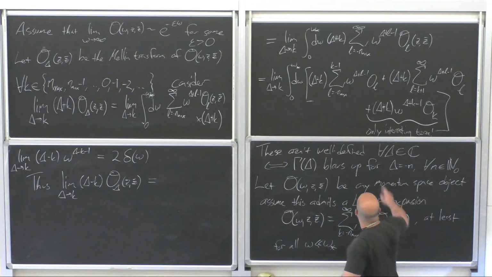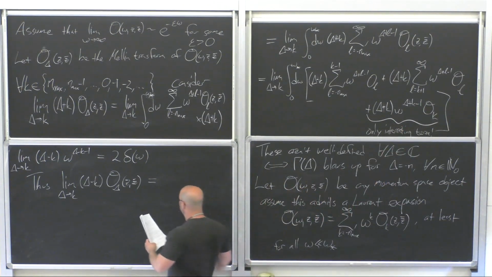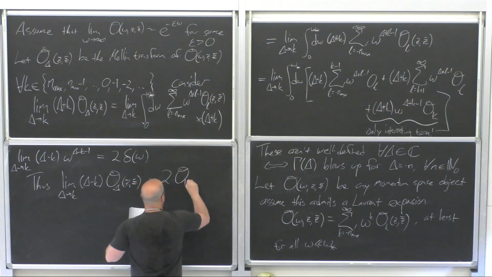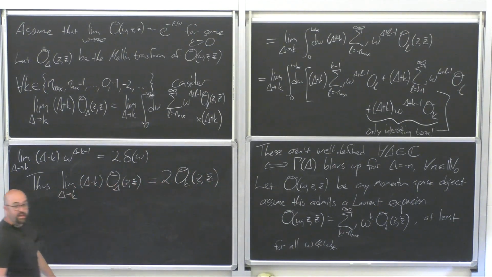And the coefficient here is just a delta function in omega, so we just do the integral against that. And we just get 2 times the coefficient of k in our Laurent expansion. Okay?